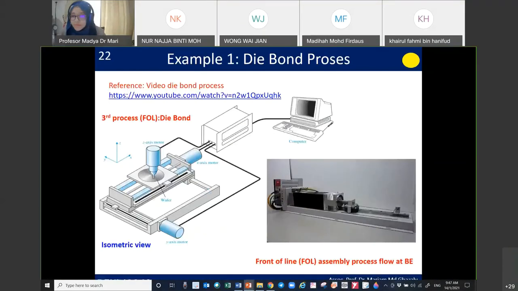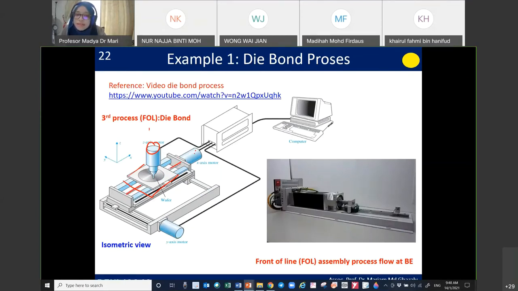Okay, so for this case, this is an example of the setting. You have the motor axis over here that is going to pick the die from the wafer and put it on top of the frame. If you see here, this wafer is actually on top of the axis motor, and underneath here you have the ball screw mechanism.